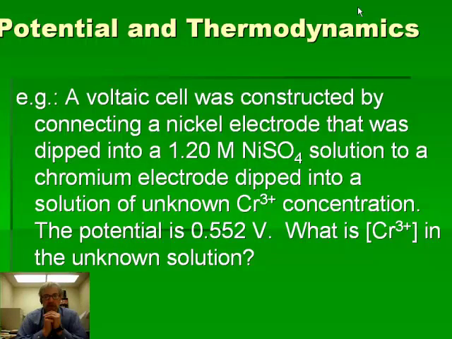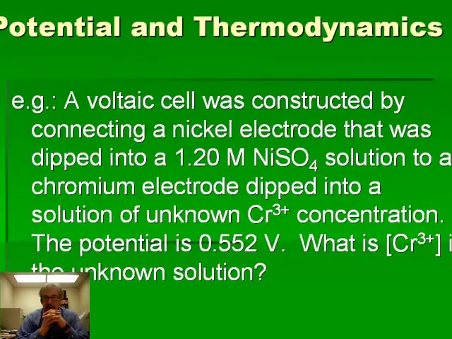Here's another possible way that this could be looked at. A voltaic cell is constructed by making a nickel electrode in a nickel 2 solution, and then connecting that to a chromium electrode that's dipped into a solution whose concentration you don't know, but it contains Cr3+. The potential, the actual reading on the voltmeter, is 0.552 volts, and we're going to use the information that we have here to calculate what is the chromium ion concentration in the unknown solution.